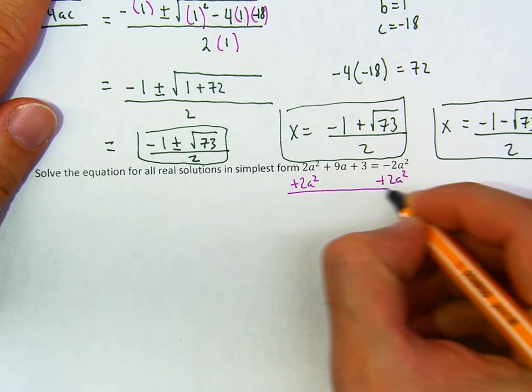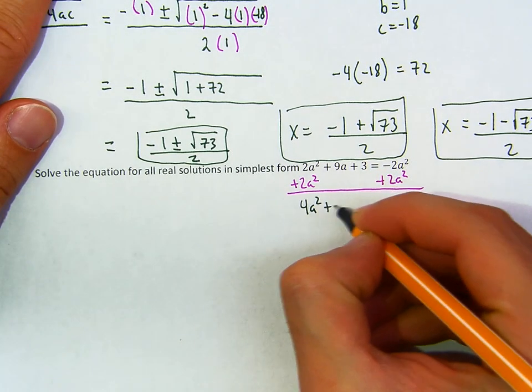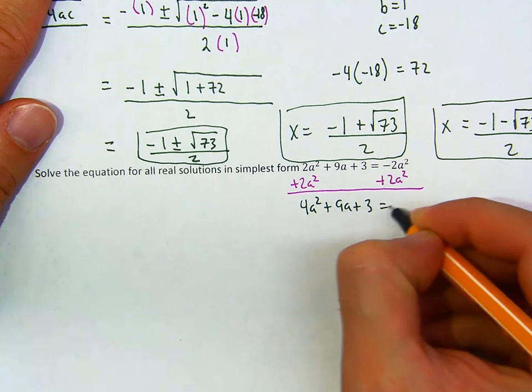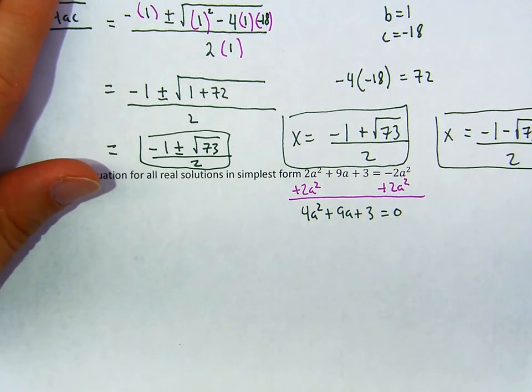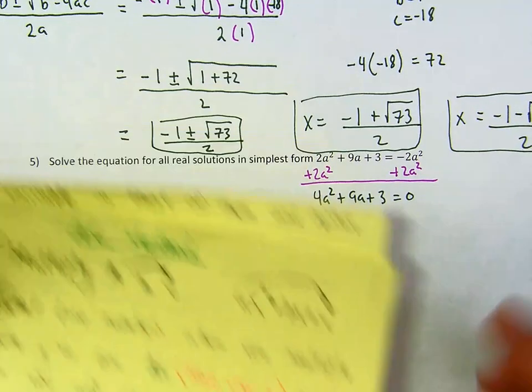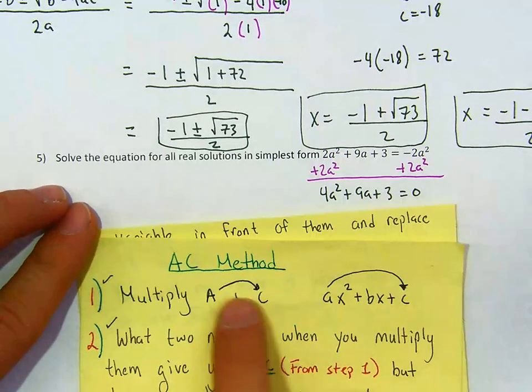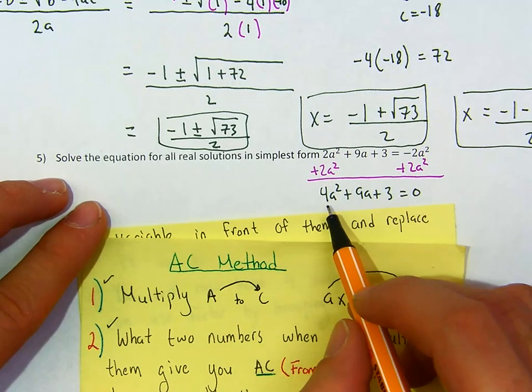Because we need 0 on one side to use the quadratic formula. So now we have 4a squared plus 9a plus 3 equals 0. Now if you're thinking, "Mister, can't I use the AC method to try and factor this?" I'll say, okay, fine. Let's use the AC method. Let's see if the AC method works.